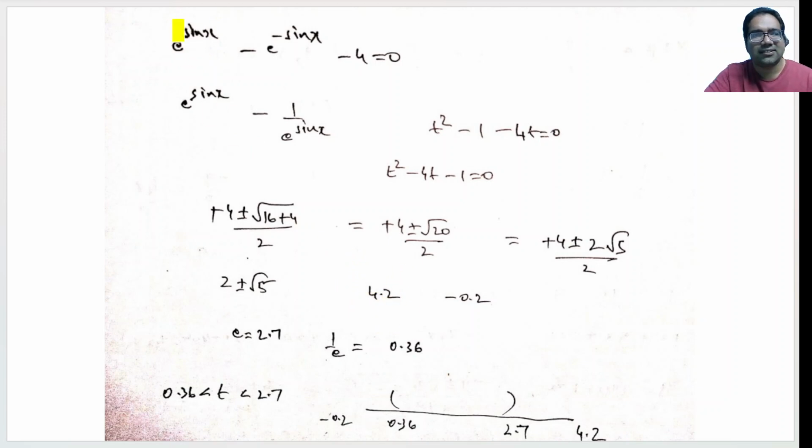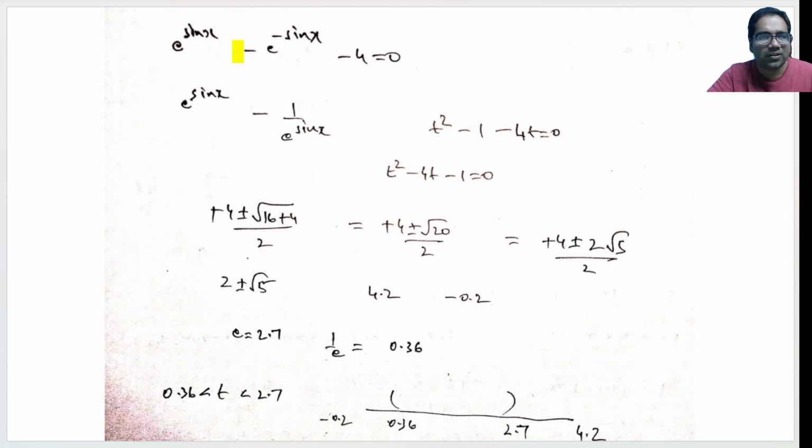But we just discussed sin x can max become 1, so e^(sin x) can max become e^1, which is roughly 2.7 only. Here we are getting two roots. One is 4.2, and there is no way e^(sin x) can become 4.2. Is there any way it can become −0.2? There is no way, because e^(sin x) can never become negative.